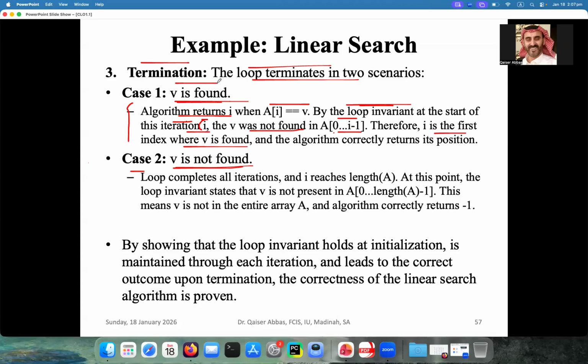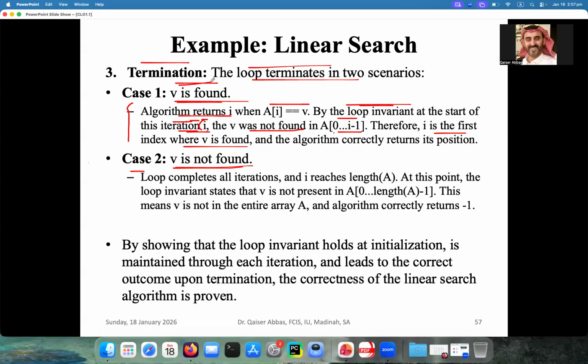If V is found, and if you are performing iteration i, what it means is that for the previous 0 to i minus 1, you have not found it. Now you are going to perform this iteration i. And if the case is V found, then you will find it here. It is a possibility that you will find this element only at iteration i.